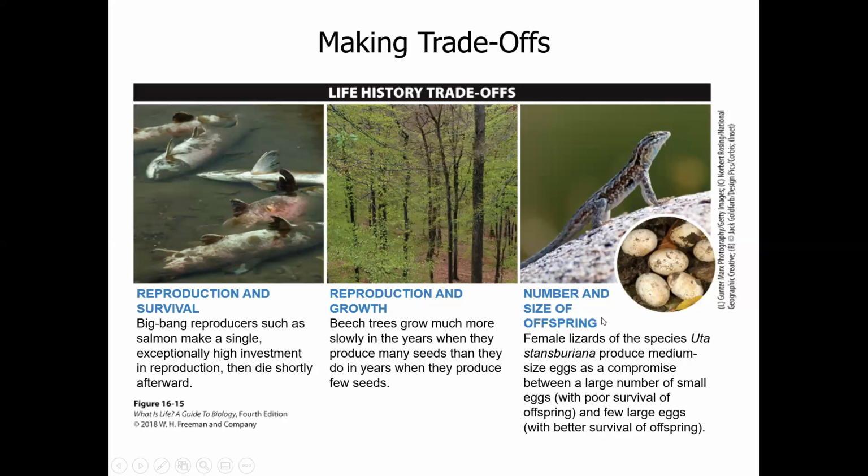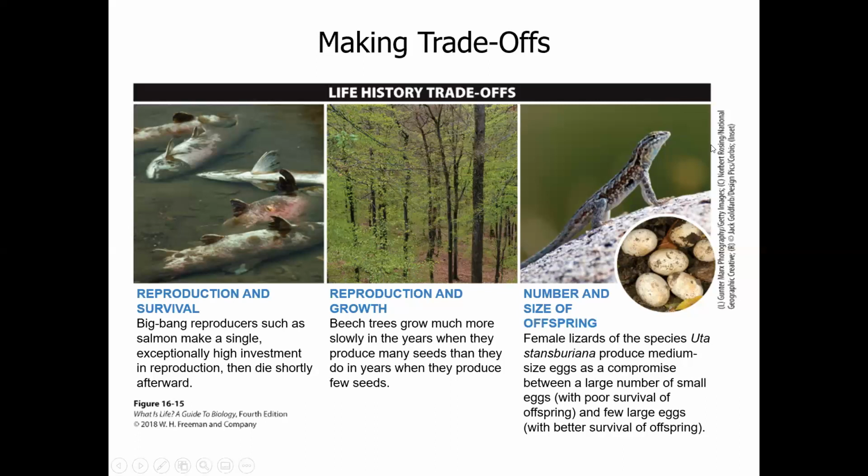An example that's sort of intermediate is with the number and size of offspring. So in this example, we have a female lizard, and female lizards lay eggs, as many reptiles do. And basically, you can have very large eggs, but not a lot of them. You can have very few eggs that are big. You can have a lot of eggs that are small, or you can have sort of an intermediate amount of eggs that are of medium size.